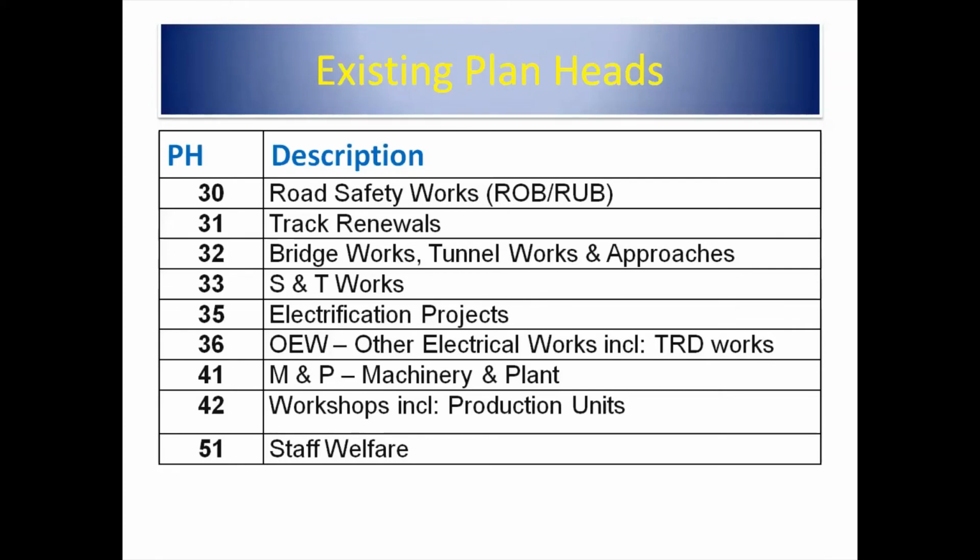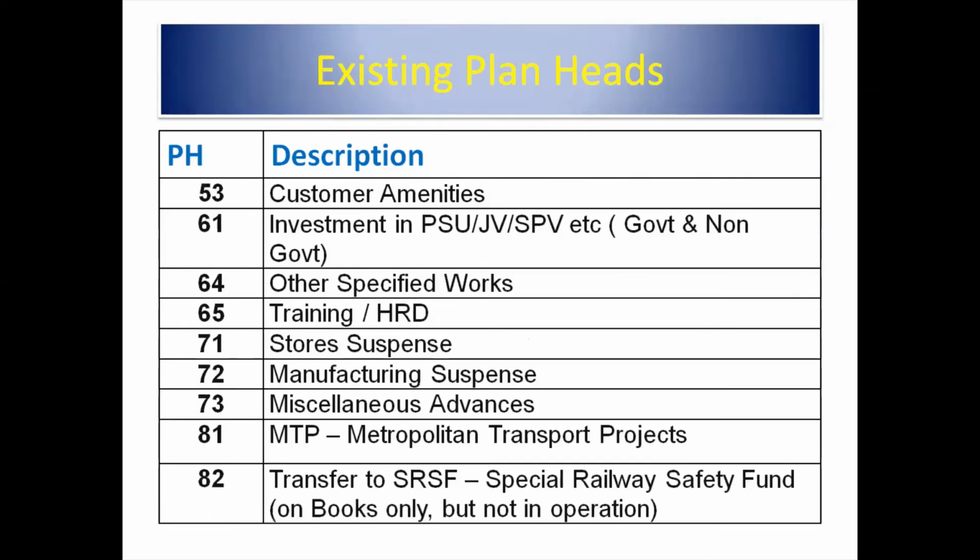means railway electrification projects, 41 M&P, and 71, 72 also important. 71 is the store suspense, 72 is the manufacturing suspense, that is the WMS. These two heads also very important.